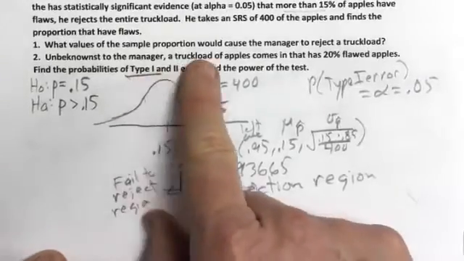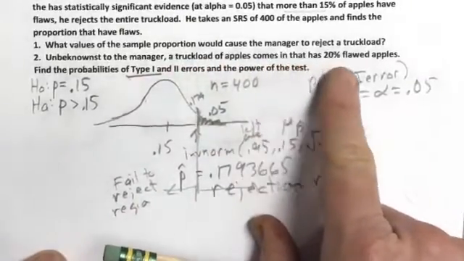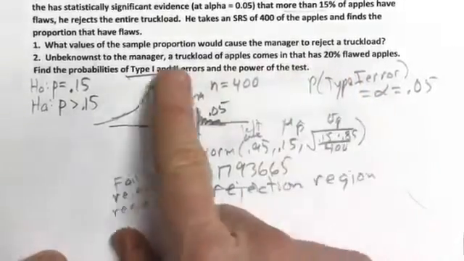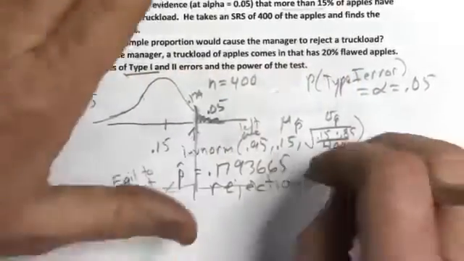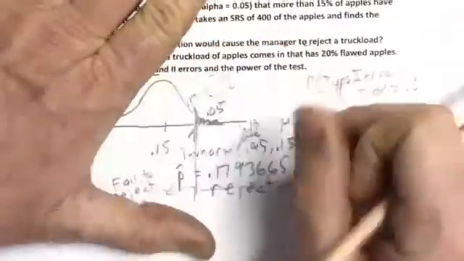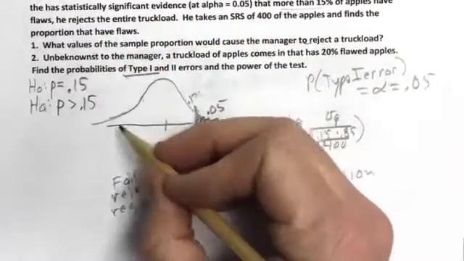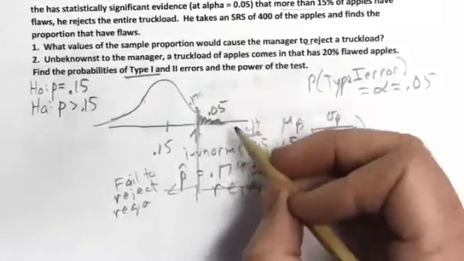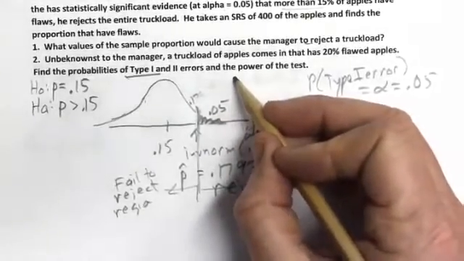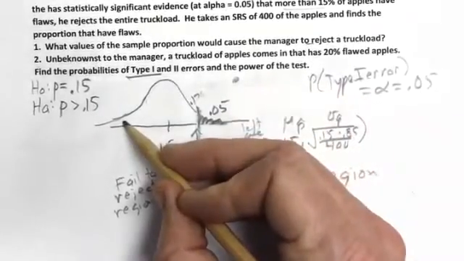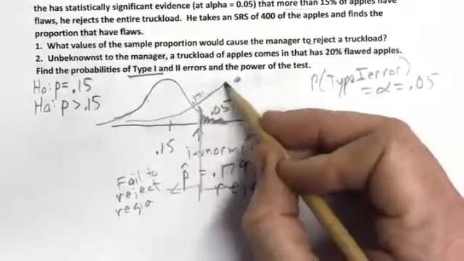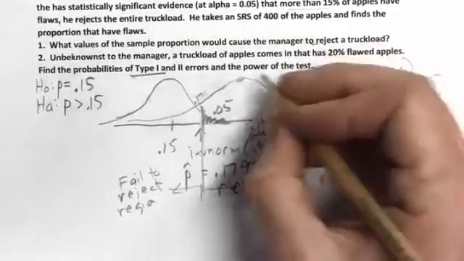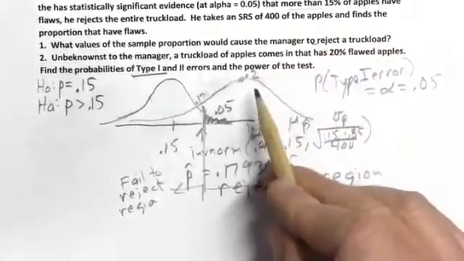All right, so then it says, unbeknownst to the manager, a truckload of apples comes in, it has 20% flawed apples. Find the probability of type 1 error. I already did that. Probability of type 2 error and the power. So what's happening here is we have another curve. This is the hypothesized curve, but in this situation, the true curve is centered at 20%. 20% is going to be about right there, maybe. And so the true distribution looks like that. It's centered at 0.2.